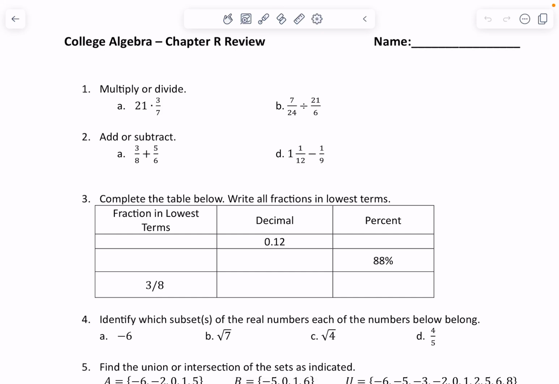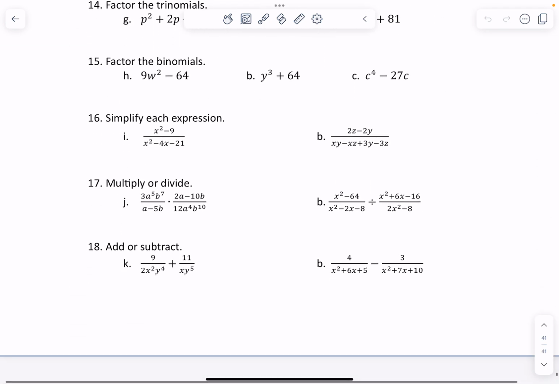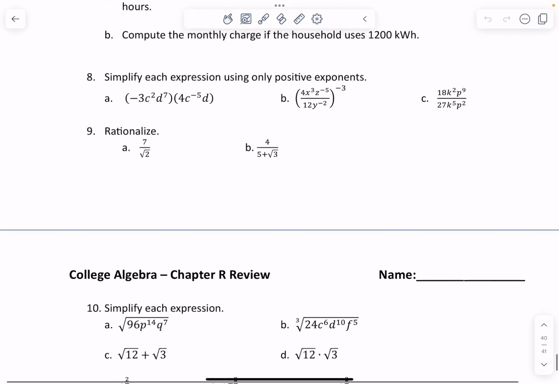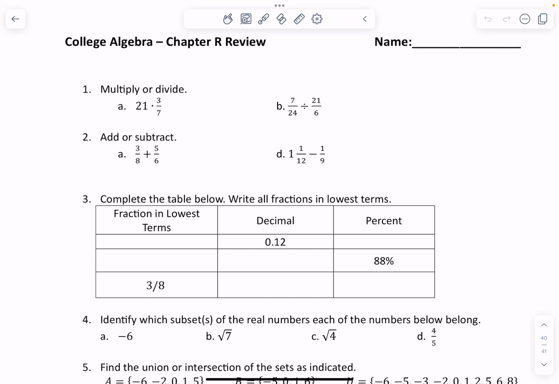Okay, college algebra. We're at the end of chapter R, so here's the chapter R review. It is just one page, front and back, but there's a lot of problems on here. So I'm going to go through, hopefully with you, one from each section, and then tomorrow I'll post the completed review so you can check your answers. But we'll do one together, and then you try to do one on your own when you're done watching this video. So here we go.